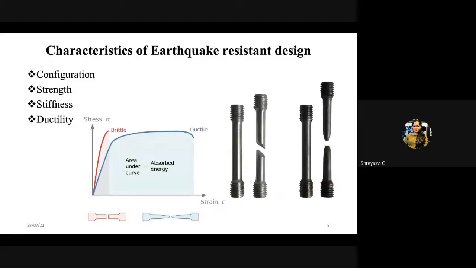The last thing that we always focus on whenever we are designing a building for earthquake resistance is the ductility concept. We would rather have a structure or a structural member behave in a ductile manner because it offers us sufficient warning before it undergoes failure. This is why we always would like to have ductile behavior in the reinforcement.